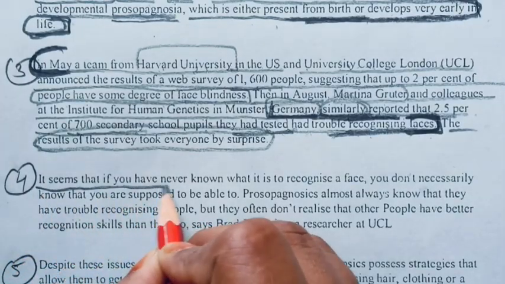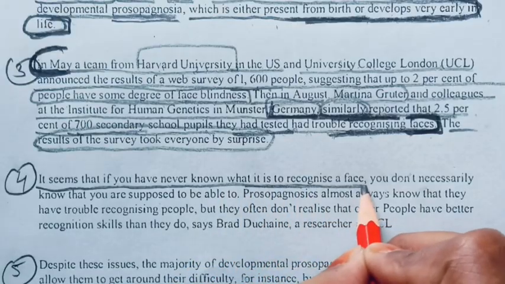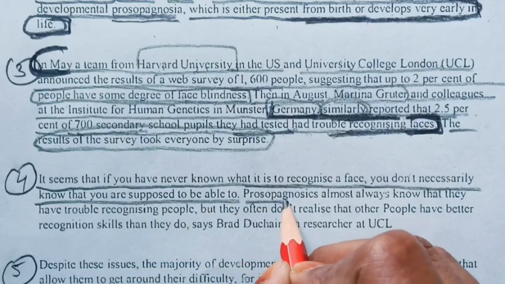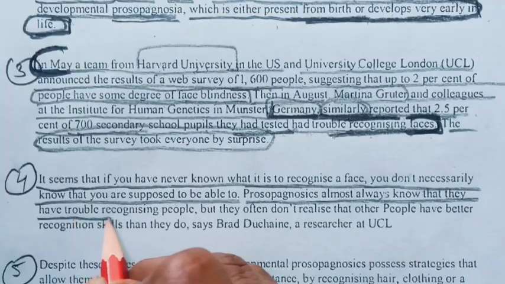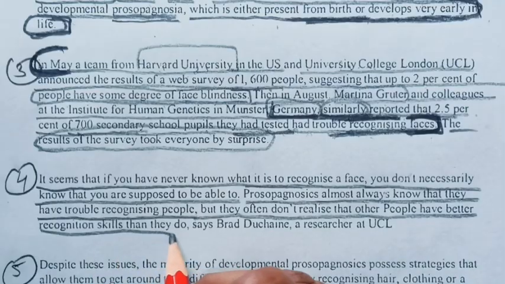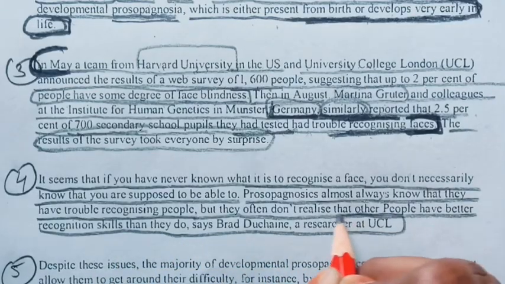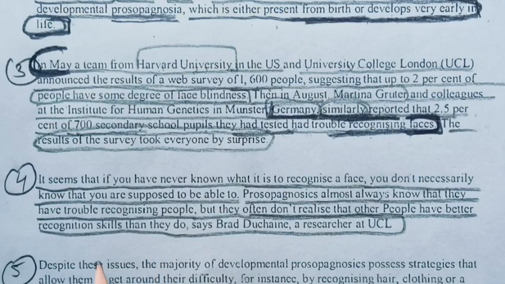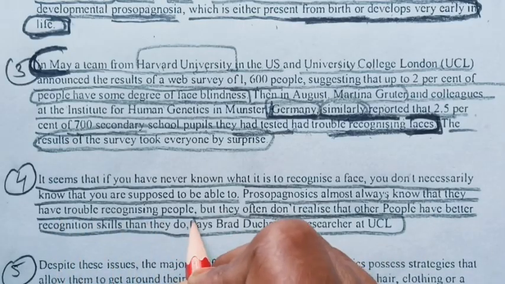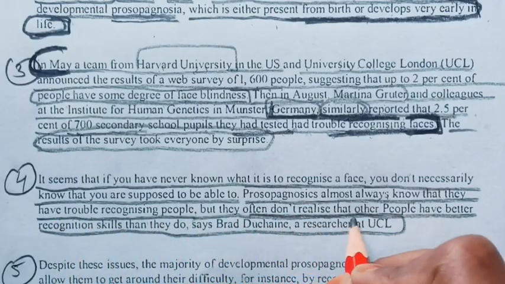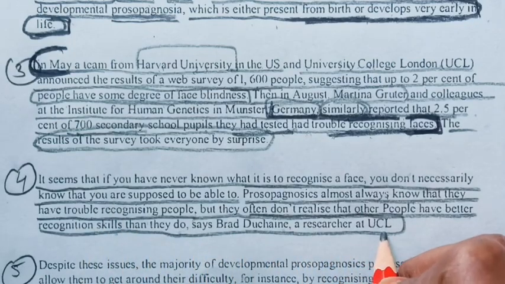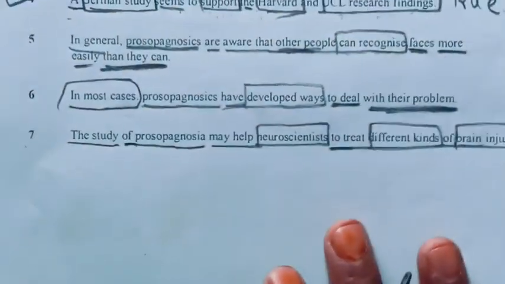It seems that if you have never known what it is to recognize a face, you don't necessarily know that you are supposed to be able to. Prosopagnosics almost always know that they have trouble recognizing people, but they often don't realize that other people have better recognition skill than they do, says Brad Duchaine, a researcher at UCL. Okay, so let's see whether we are getting any of our answers.